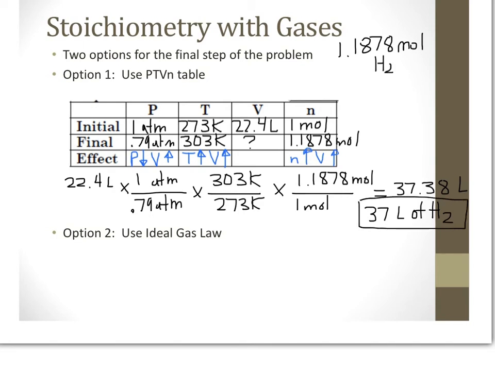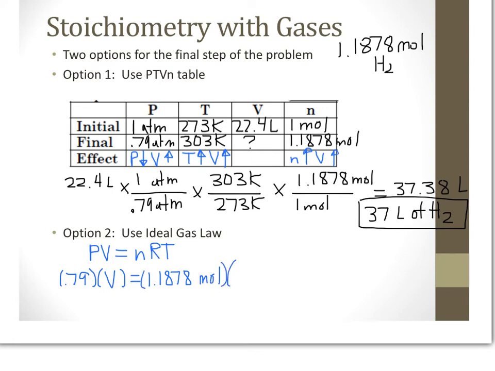The second way is to use the ideal gas law and just plug in the things that you know and do more of a solving of formulas. The ideal gas law is PV equals nRT. Use the pressure from our problem, 0.79 atmospheres. The volume in the problem is what we're trying to solve for. We know the number of particles is 1.1878 moles.